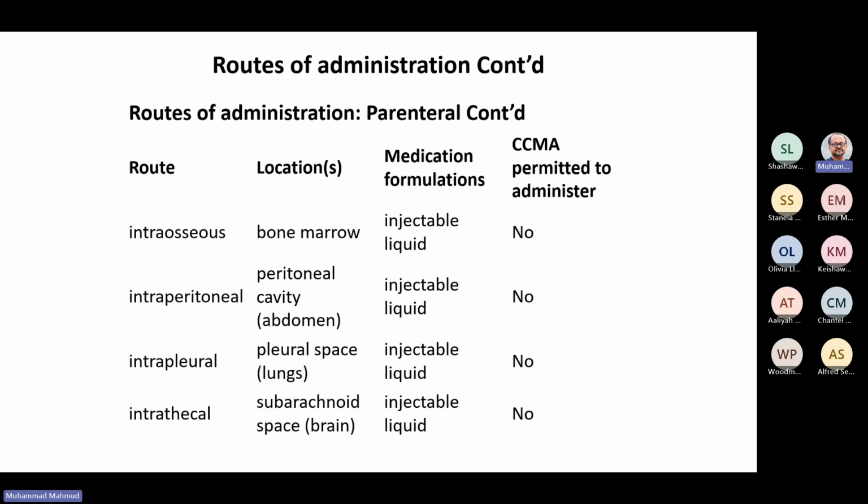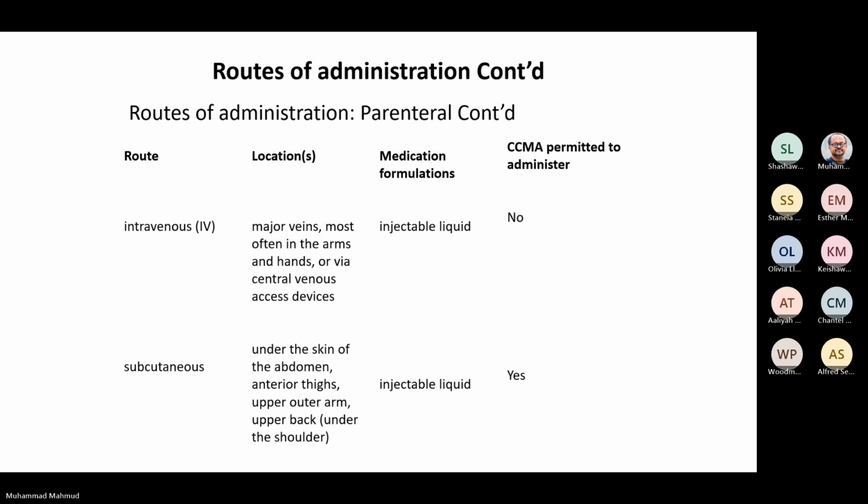Intraperitoneal is given into the peritoneal cavity, intrapleural, intrathecal, and intravenous. So for intravenous injections, we use the major veins, and for subcutaneous, under the skin.